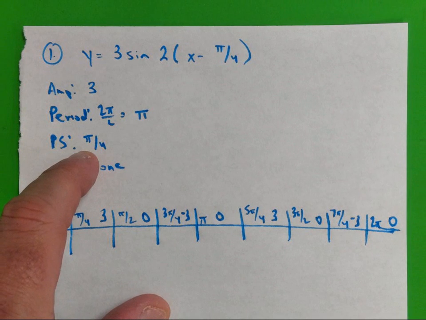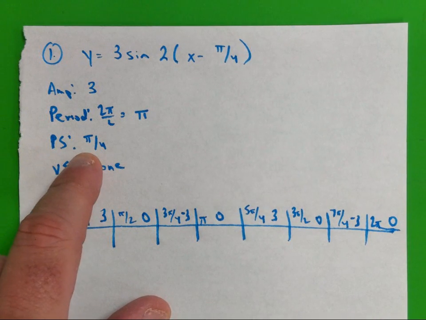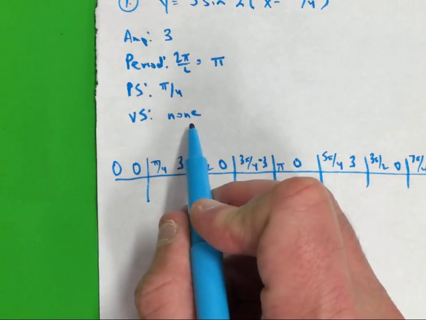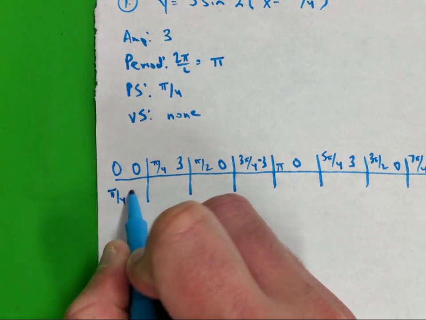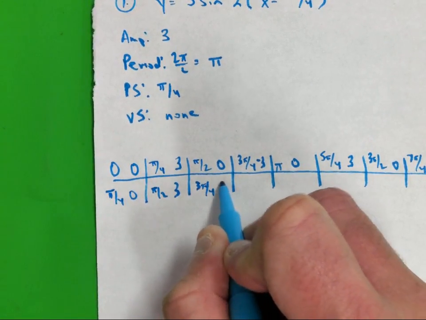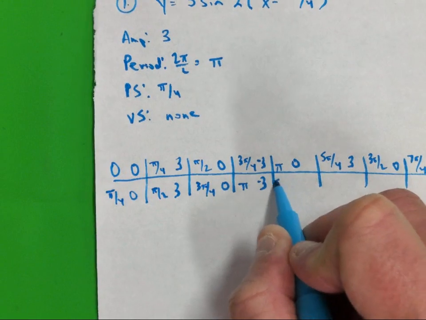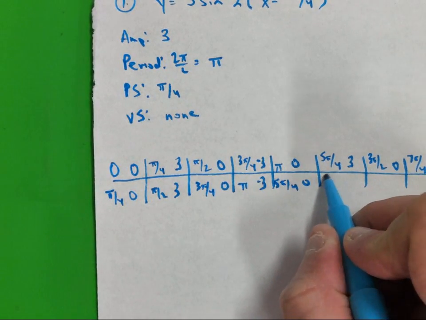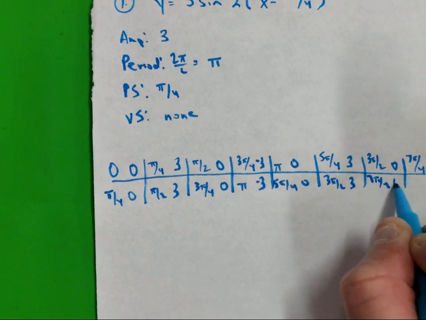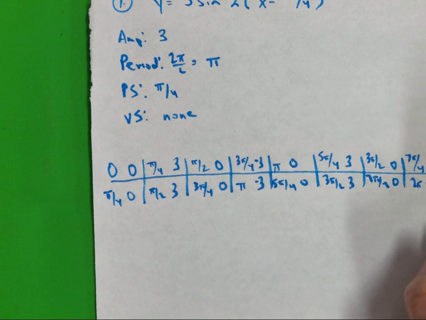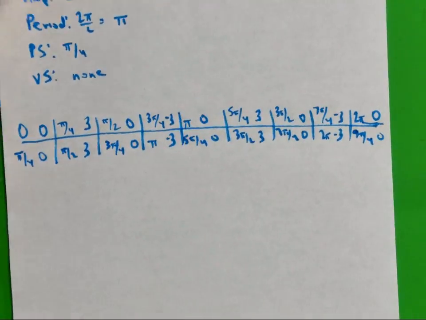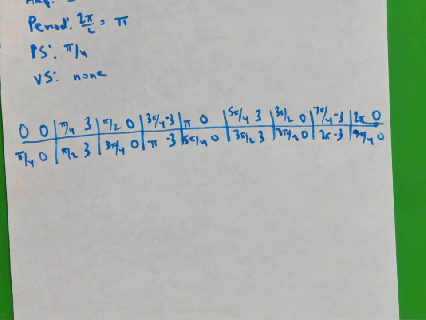The phase shift, that affects what? Your x or y? X. So you're going to take this and add it to all the x coordinates. Since there's no vertical shift, you would just bring your y down. I'm not going to graph that, but the main thing was you still remember how to do the table. And you would just graph that second column. Is that coming back to you?